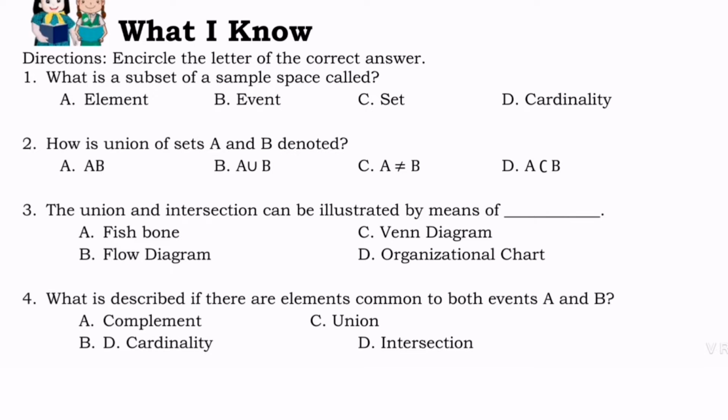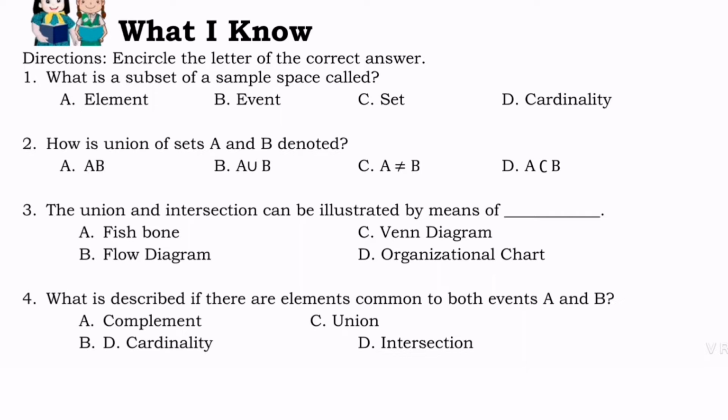What is a subset of sample space called? The answer is B. Number 2. How is union of sets A and B denoted? The answer is B.